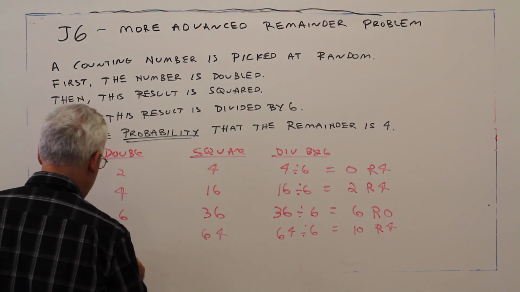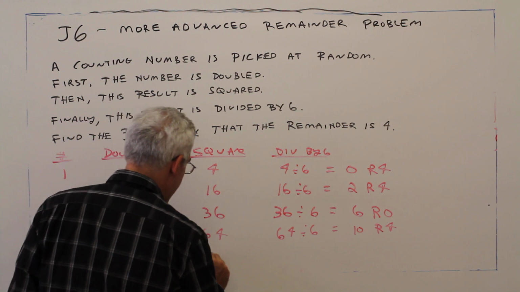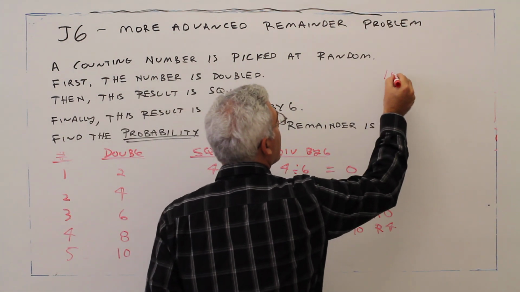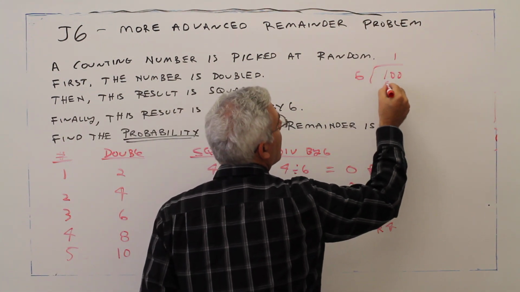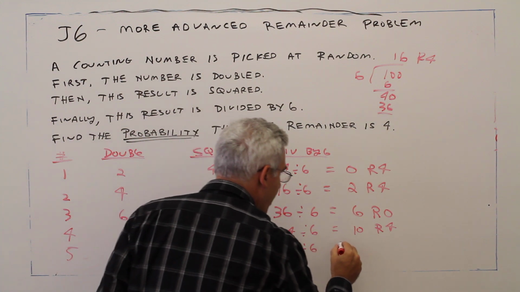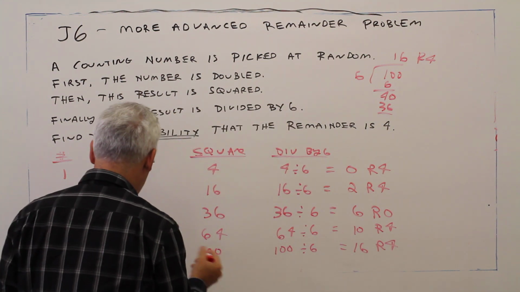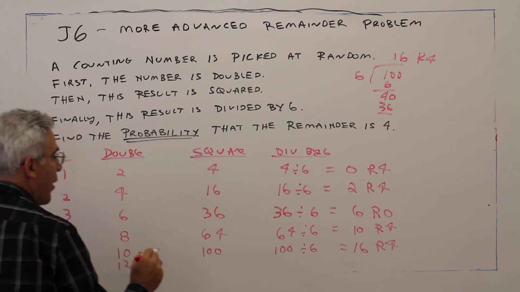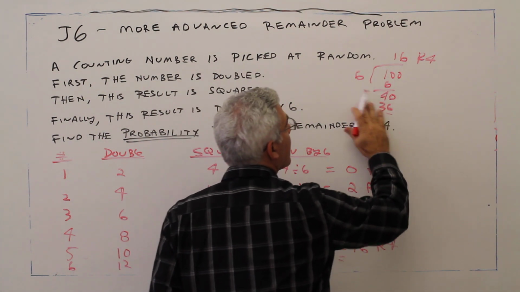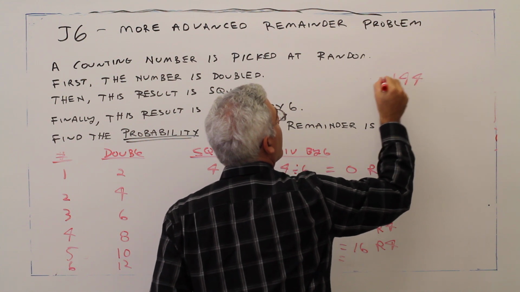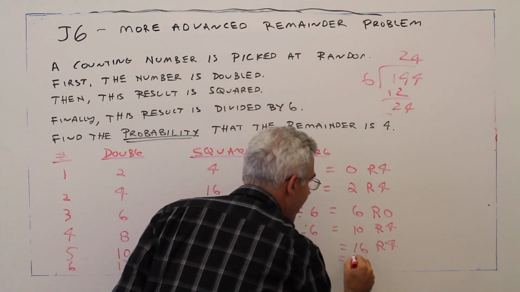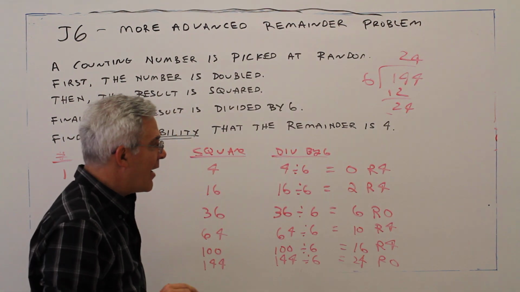5, double it, we'll get 10, square it, we'll get 100, 100 divided by 6 is 16, remainder 4. I'll just try one more. 6, double it, 12, square it, 144. 144 divided by 6 is 24, remainder 0. So it looks like we got a cycle of 3.